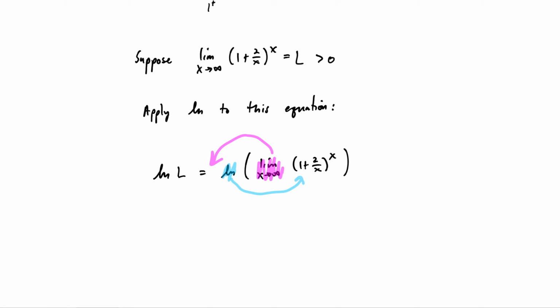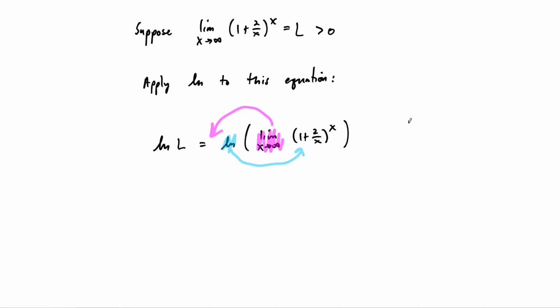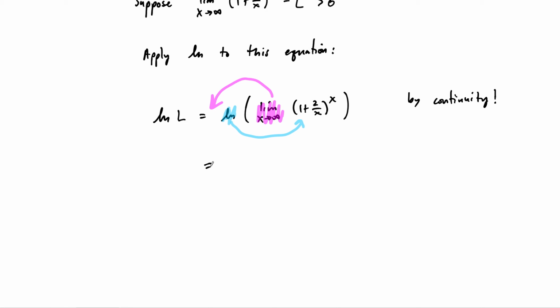And so what we end up with, after doing that, and again, this is by continuity, it's very important that we understand why we can do this. So by continuity, we end up with the limit as x approaches infinity of the natural log of (1 plus 2 over x) to the power x. But now we can use all the natural log rules that we want. In particular, we can take the power rule and have this x come down in front.